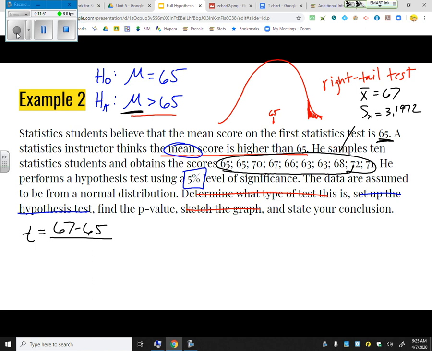Okay. And so I need to put in that value, 3.1972, and then I need to let it know that I did 10 in my sample. So if I divide that by the square root of 10, that lets it know that my sample size was 10. And that's going to give me my test statistic. My test statistic is 1.98.